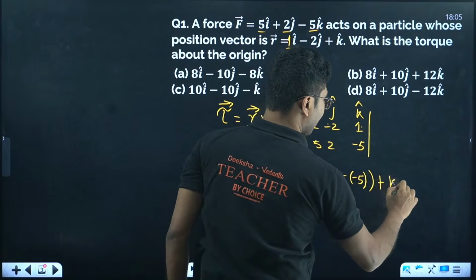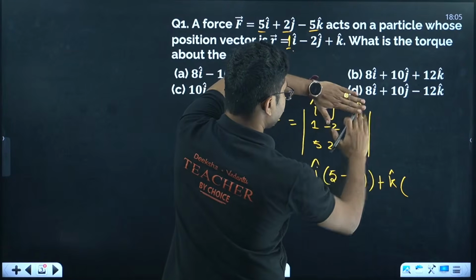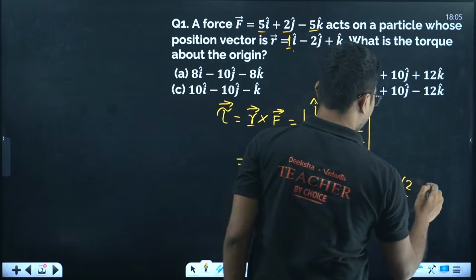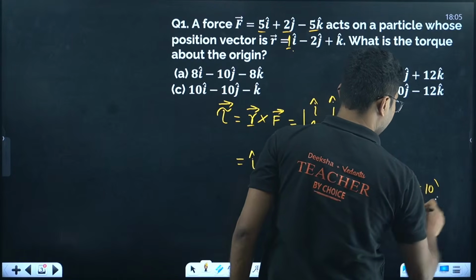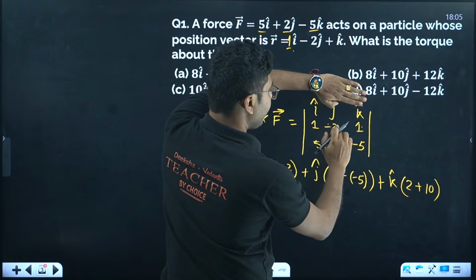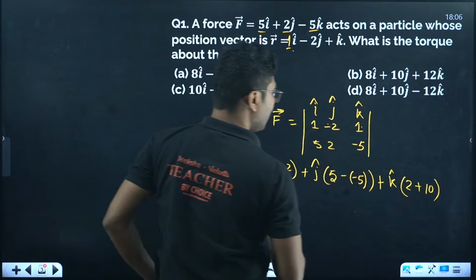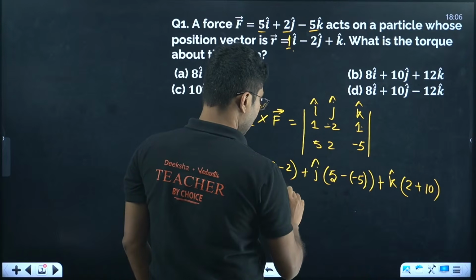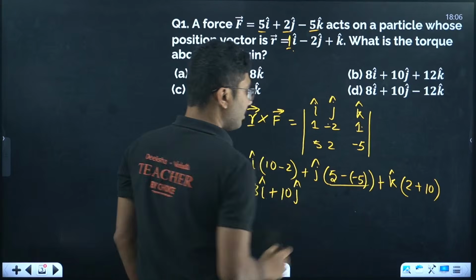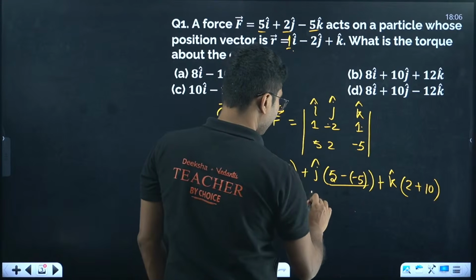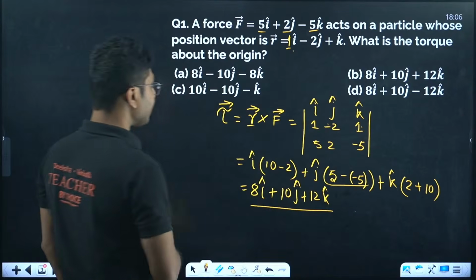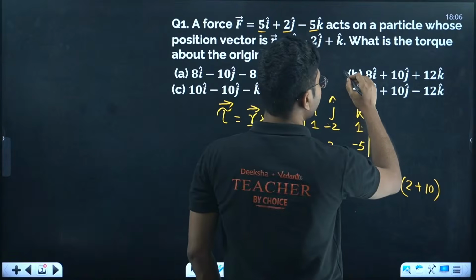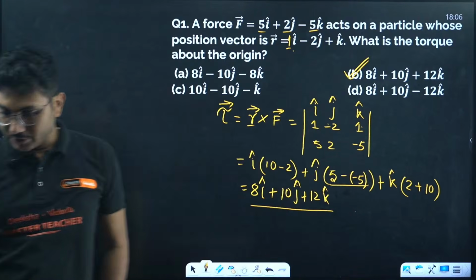Plus k cap. Again, k cap is easy: cover this and this, 1 into 2 is 2, and minus 5 into minus 5, that is plus 10, so 5 into 2 is 10, minus minus plus. So it will be 8 i cap plus 10 j cap, 5 minus 5 is 10, and plus 12 k cap. Okay, so this is the answer: 8 i cap plus 10 j cap plus 12 k cap. So option B is correct for this question.